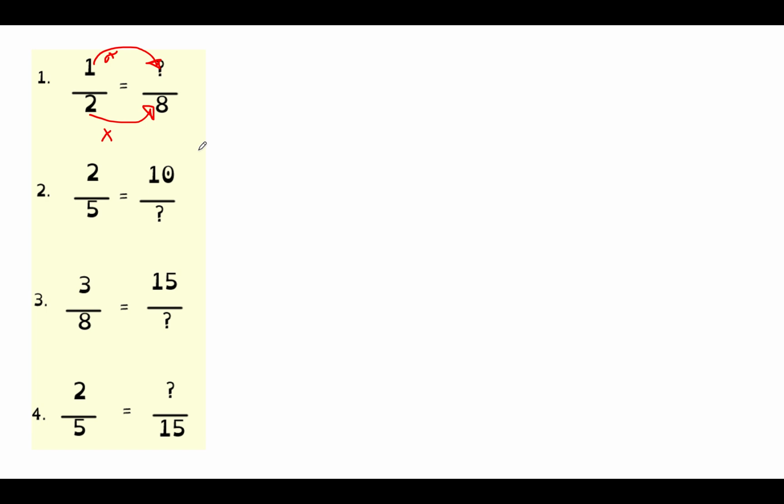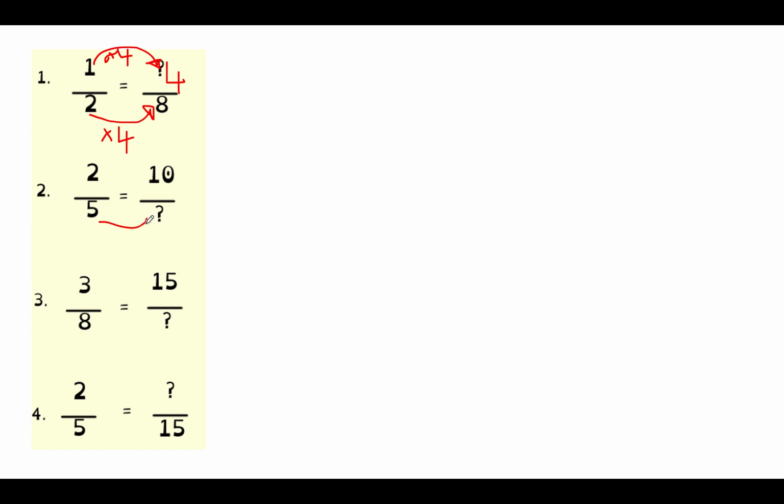Okay, well done Year 5. Let's have a look. So what did I do to my 2 to get to my 8? I times it by 4. So whatever I do to the denominator, I do to the numerator. So I'm going to do 1 times 4, and the answer is 4. So mark if you got it right.